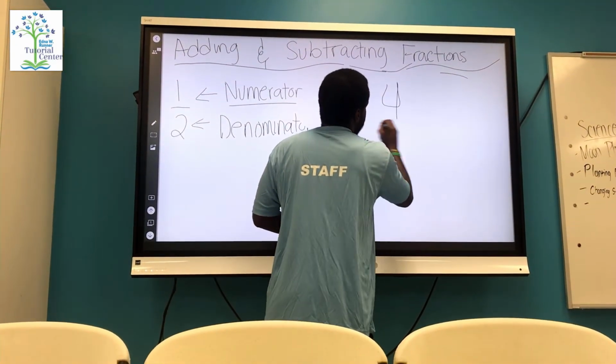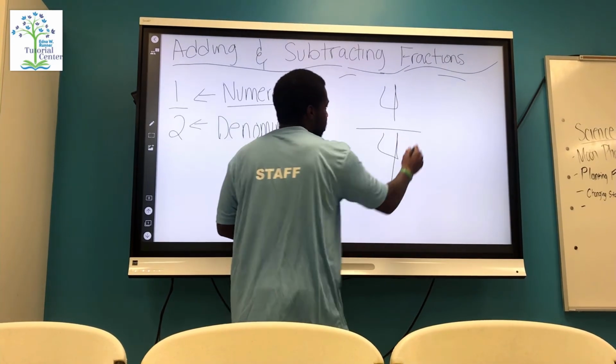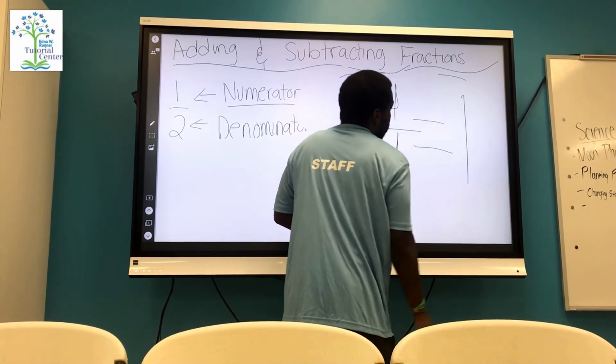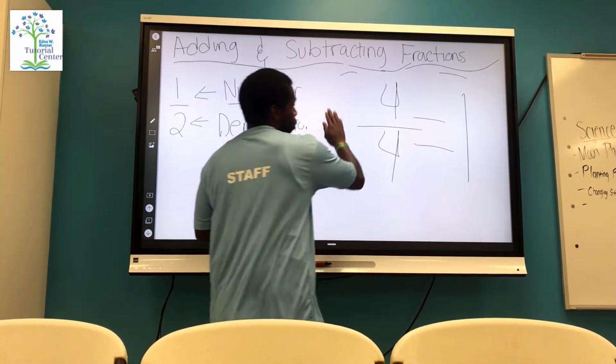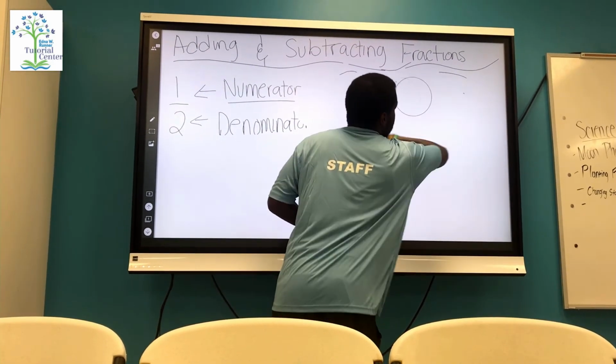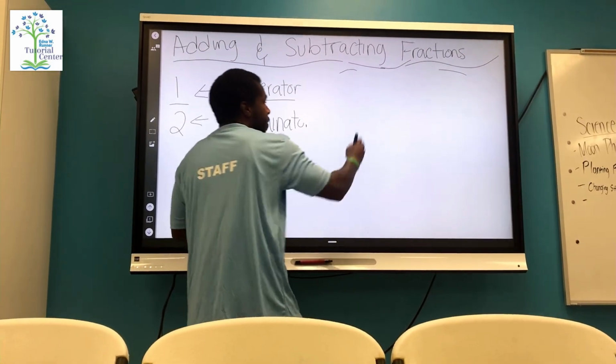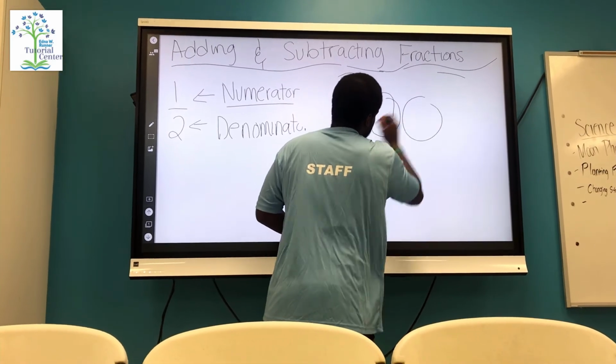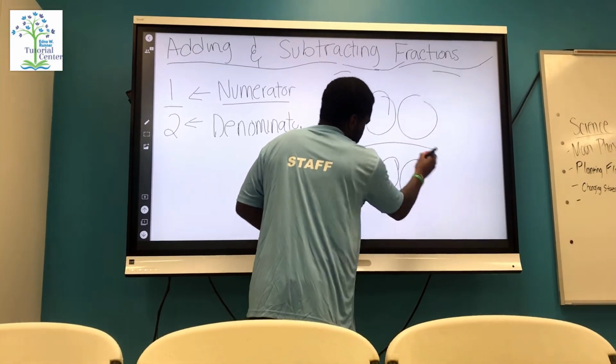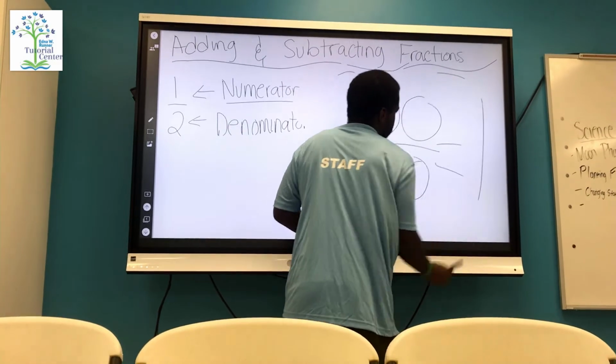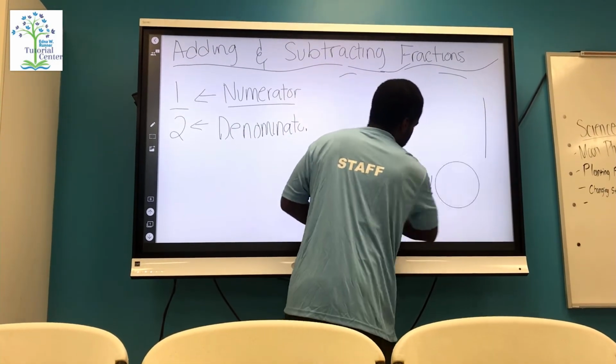Anytime you have the same number over the same number, it will equal 1, no matter how big that number is. 4 over 4, it reduces, it equals 1. Let's say I have 100 over 100. When I reduce it, it equals 1. When I simplify it, I'm sorry.